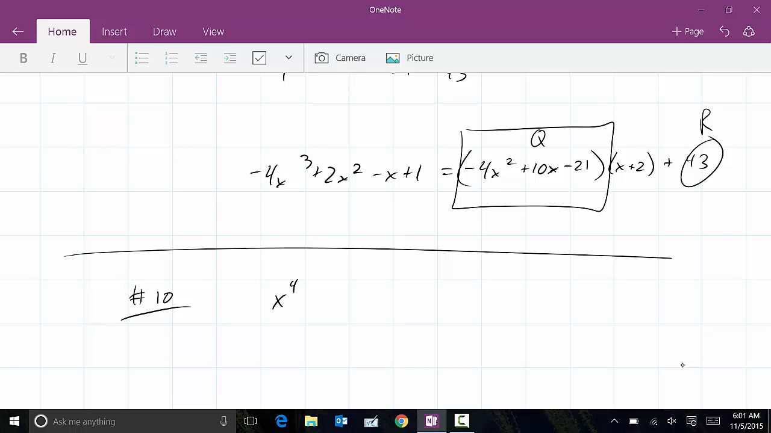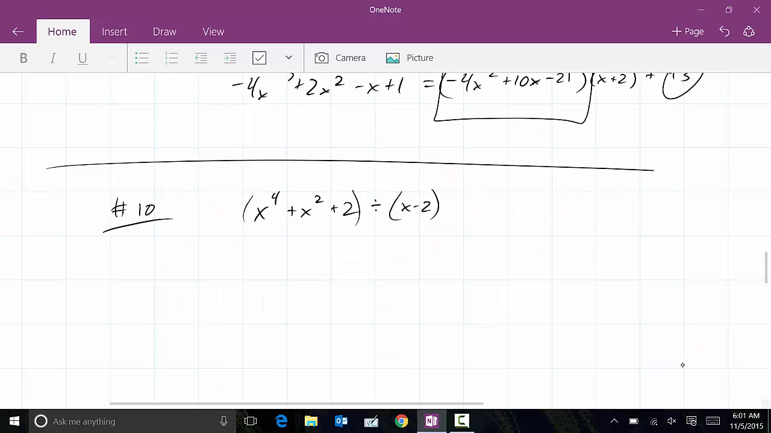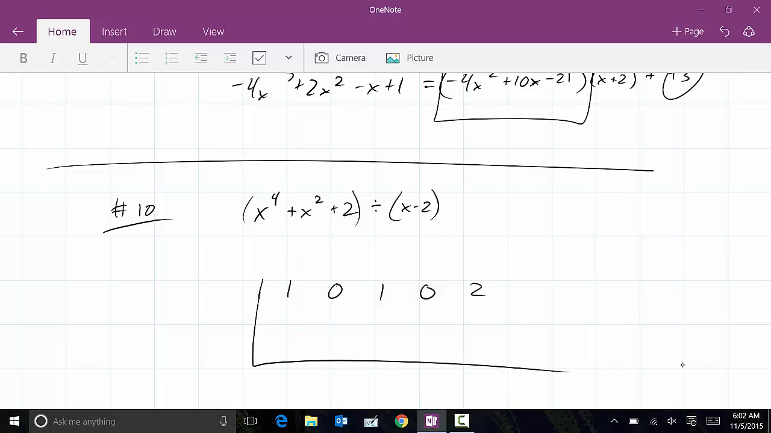So we're going to figure out what x to the power 4 plus x squared plus 2 is when you divide it by x minus 2. All right, so let's do this. We have 1x to the power 4 plus 0x cubed, because there's no x cubed, plus 1x squared plus 0x, because there's no x term here, and then plus 2. And we're going to divide that by -2.